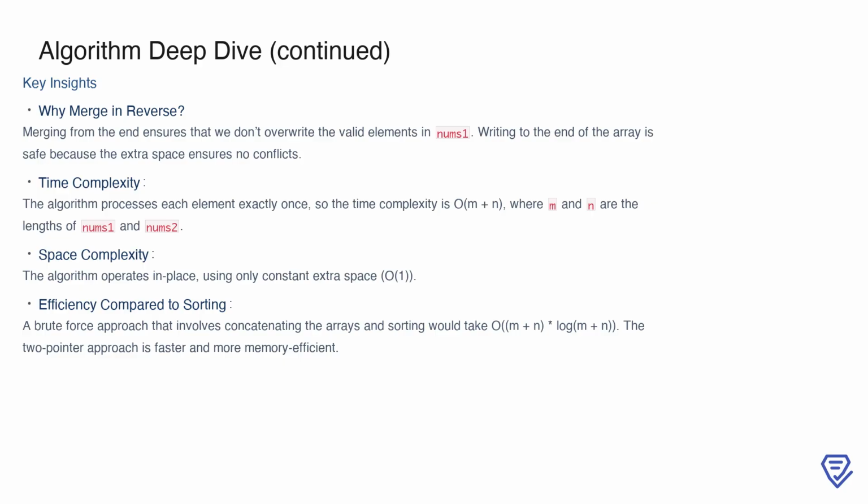In terms of efficiency, the algorithm is highly optimized. It processes each element from nums1 and nums2 exactly once, resulting in a time complexity of O(m + n), where m and n represent the lengths of the 2 arrays.